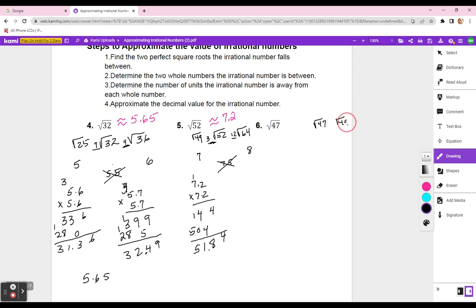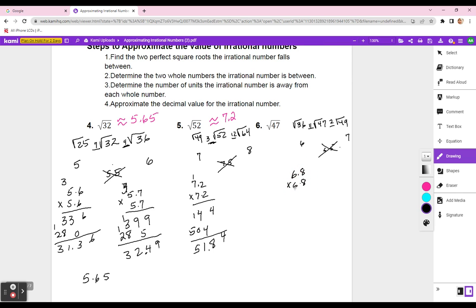It's between the square root of 49 and the square root of 36. So this is 6, and this is 7. It's 11 units away from 47, and this is 2 units away from 47. So we know it's not 6.5. We know it's more than that because it's closer to the square root of 49. So let's say maybe 6.8. I'll see how good that is.